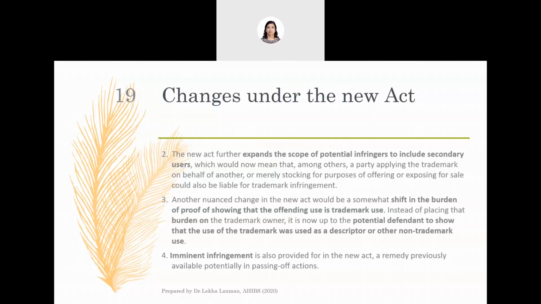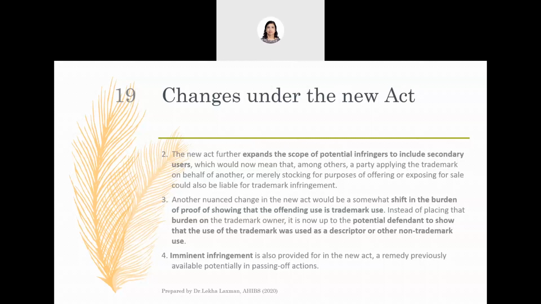Also, a lot of secondary users could be found in the context of the internet. You can see people putting up your products or services without your permission, or using your trademarks without your permission, or linking with your products or services. You are actually a secondary user, and you can be liable for trademark infringement.